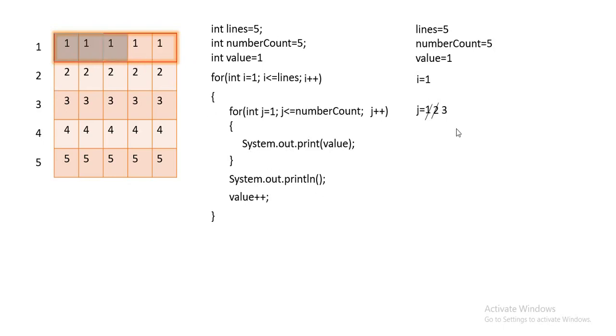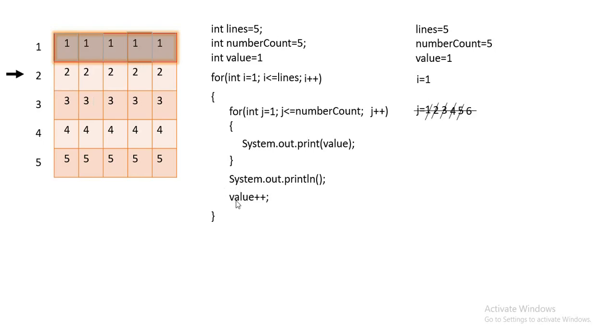Go back to j++, j becomes 4. 4 less than or equal to 5. So print 1. Then j becomes 5. 5 less than or equal to 5. Again print 1. Now j becomes 6. But 6 is not less than or equal to 5. So end this for loop and print a new line.